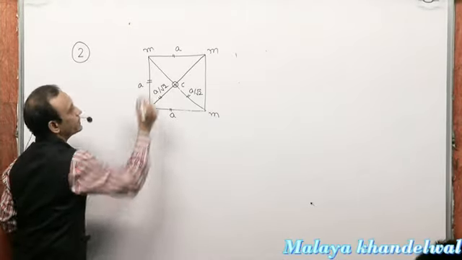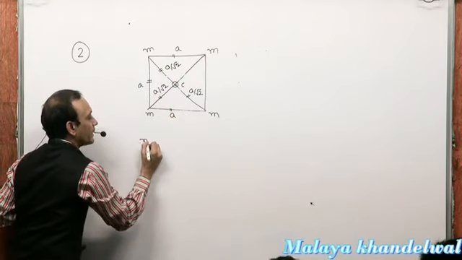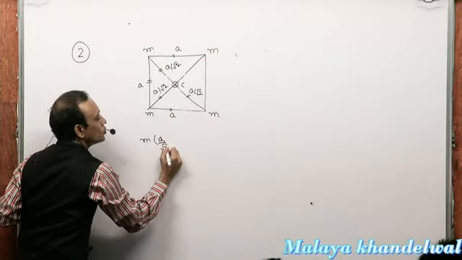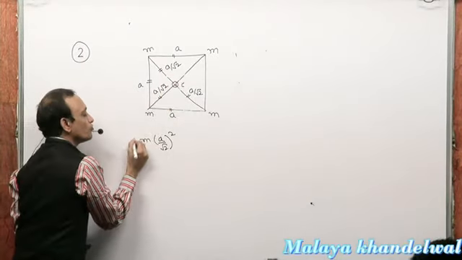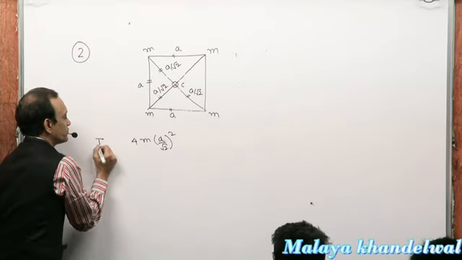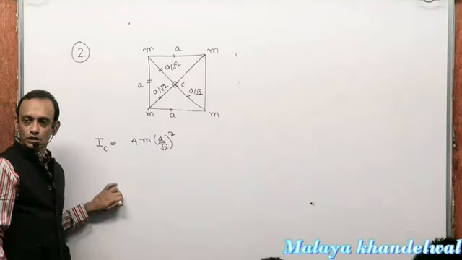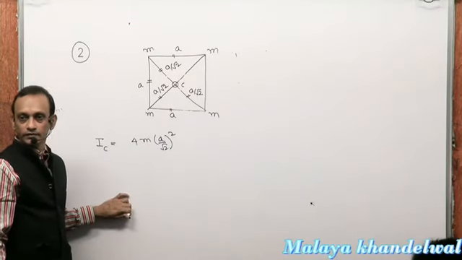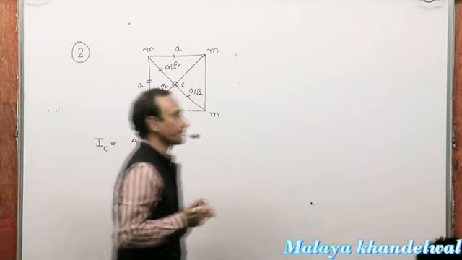So then very clearly, each of these would contribute m into A by root 2 whole squared about this axis, right? So 4m into A by root 2 whole squared would be the moment of inertia about an axis passing through C and perpendicular to the plane of the square. Did you get the same thing? Right. Stand by.